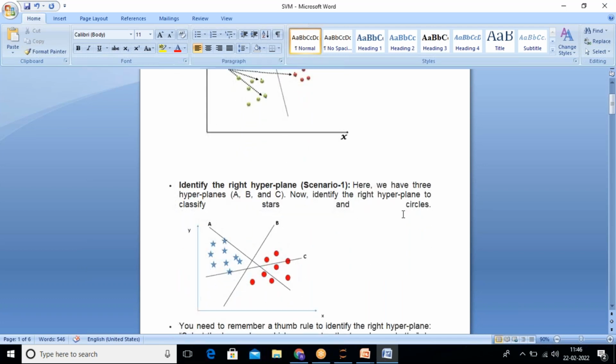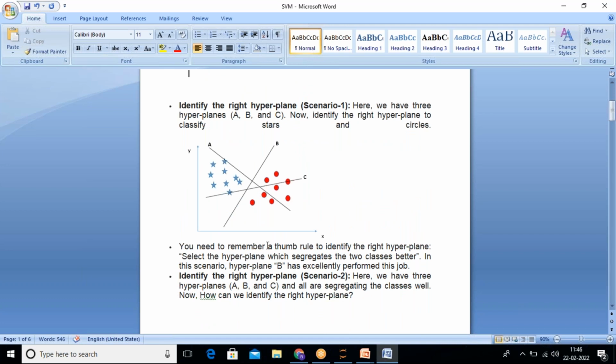Okay. Now, just have a look at the second example. Here you have to identify the right hyperplane. We have got three hyperplanes, A, B, and C, and all are classifying well. A is classifying, B is classifying, C is classifying. So which is the right hyperplane? Sir, B. B is the right hyperplane.